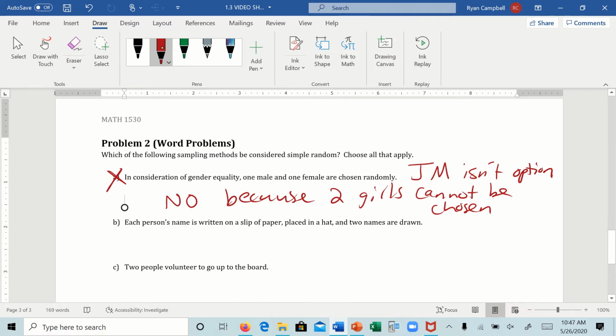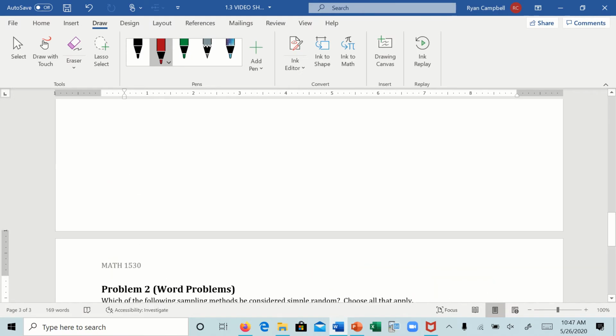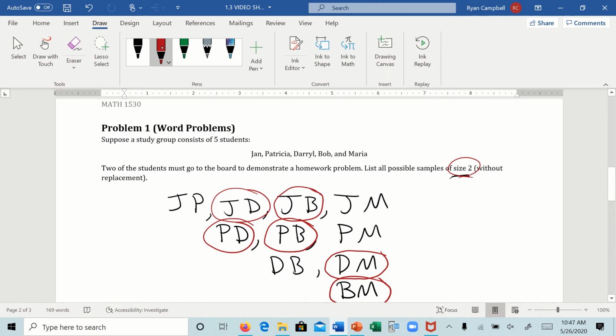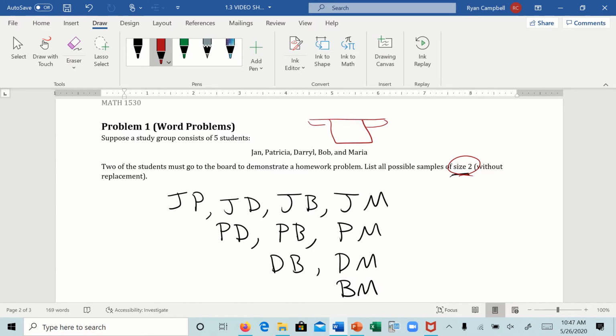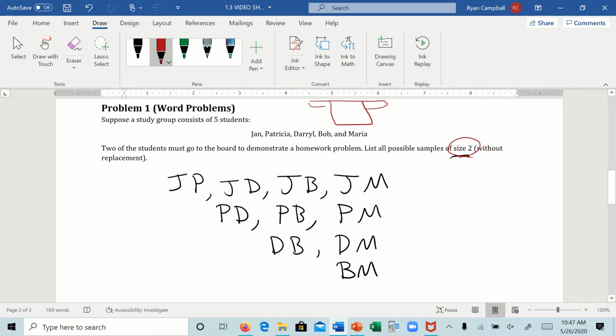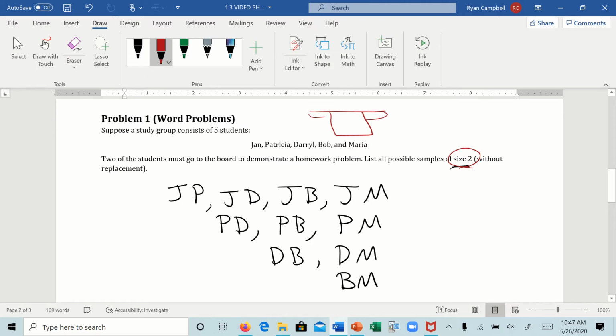All right, let's look at part B. Each person's name is written on a slip of paper, placed in a hat, and 2 names are drawn. All right, so if we put everybody's name on a slip of paper and pull them out of a hat, right, is that going to be okay? Yeah, I mean, every single possibility could be potential, right? There's no combination of 2 people that couldn't be chosen. So in essence, every combination of 2 people have the same chance. Now remember, it's not that Jan has the same chance as Daryl, it's that Jan and Daryl have the same chance as Patricia and Bob, right? Every combination of 2.